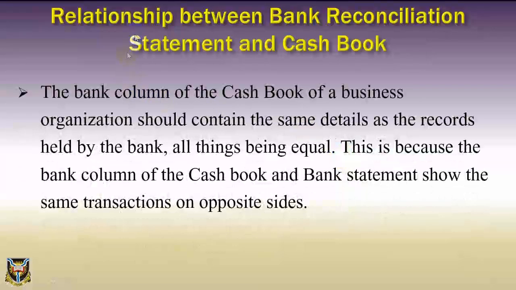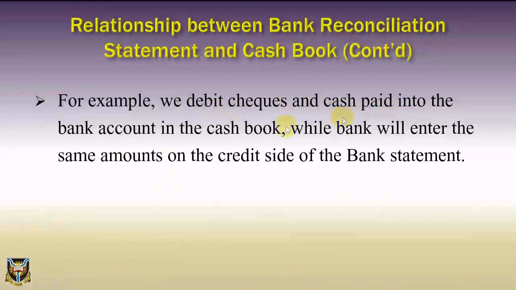C. Relationship between bank reconciliation statement and cash book. The bank column of the cash book of a business organization should contain the same details as the records held by the bank, all things being equal. This is because the bank column of the cash book and bank statement show the same transactions on opposite sides. For example, we debit checks and cash paid into the bank account in the cash book, while the bank will enter the same amount on the credit side of the bank statement.